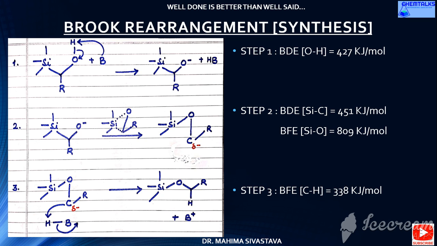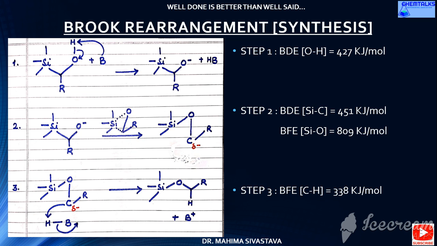It is known as Brook rearrangement because it was discovered by a Canadian chemist, Adrian Gibbs Brook, in 1958. It is also known as 1,2 Brook rearrangement or 1,2 silyl migration. This reaction is characterized by being an intramolecular rearrangement reaction. So, the 1,2 migration of a silyl group from carbon to oxygen in basic conditions is known as Brook rearrangement.